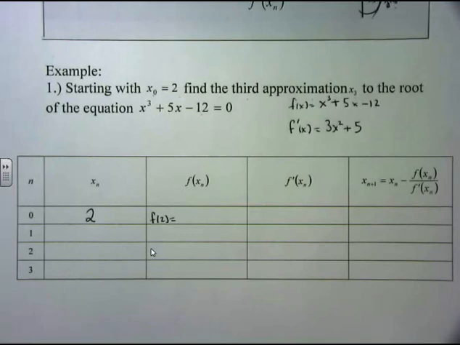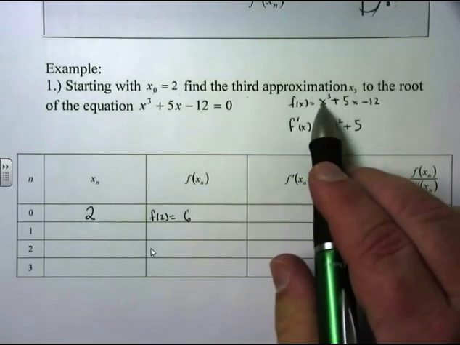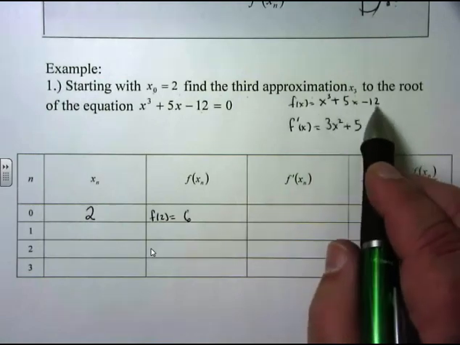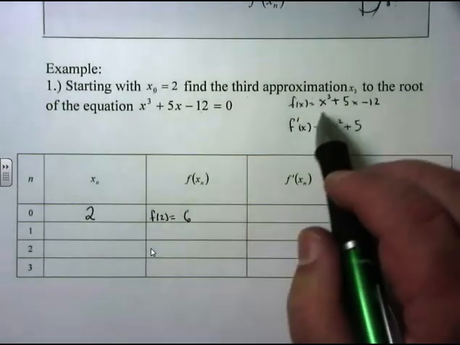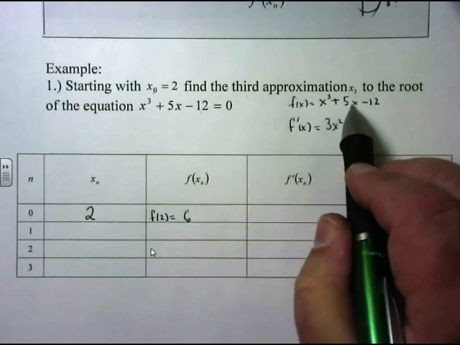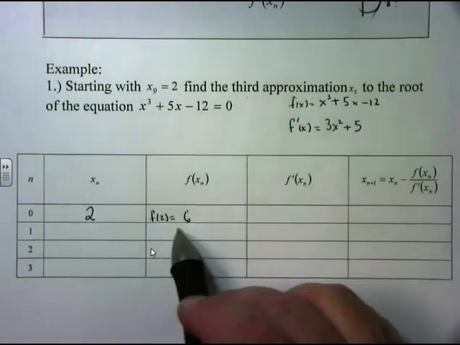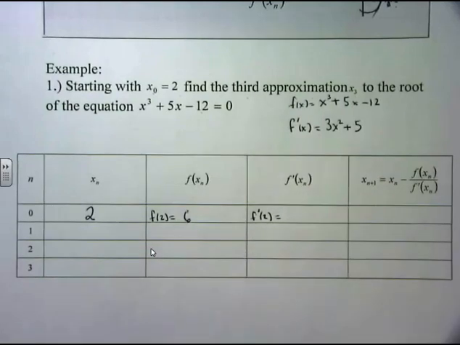When I plug 2 into this, I got 6. Just double check me. Plugging in 2, 2 cubed is 8, 5 times 2 is 10, 10 and 8 is 18, minus 12 is 6. Now, I can do it with a calculator, and I actually plugged it in on the calculator. Now I'm going to plug 2 into my derivative. When I plug 2 into my derivative, I got 17.